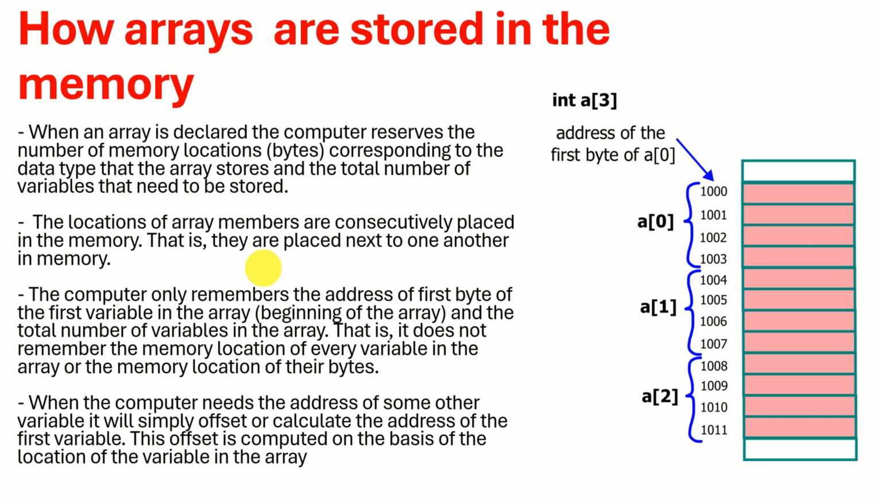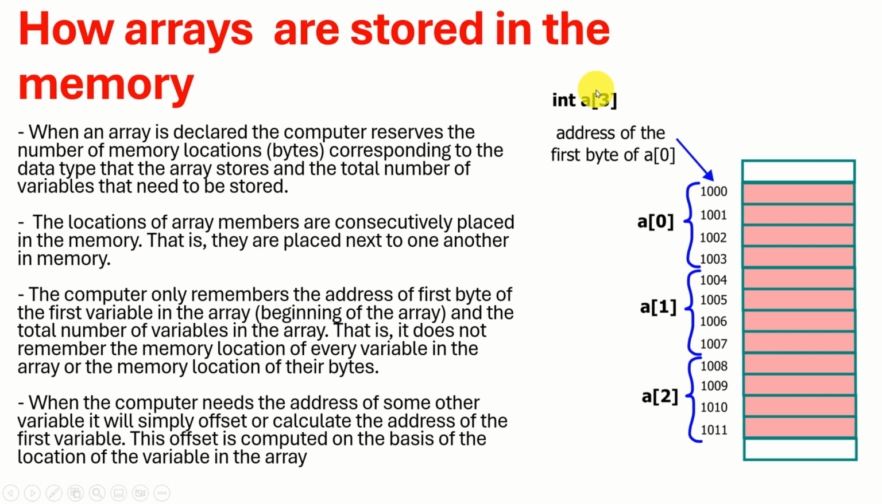Next, we explain how arrays are stored in the computer memory. When an array is declared, the computer reserves the number of memory locations or bytes corresponding to the data type that the array stores and the total number of variables that need to be stored. The locations of array members are consecutively placed in the memory. That is, they are placed next to one another in the memory space.